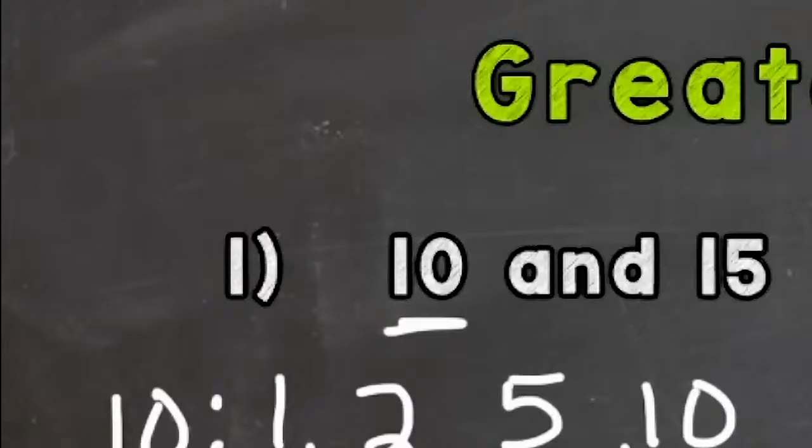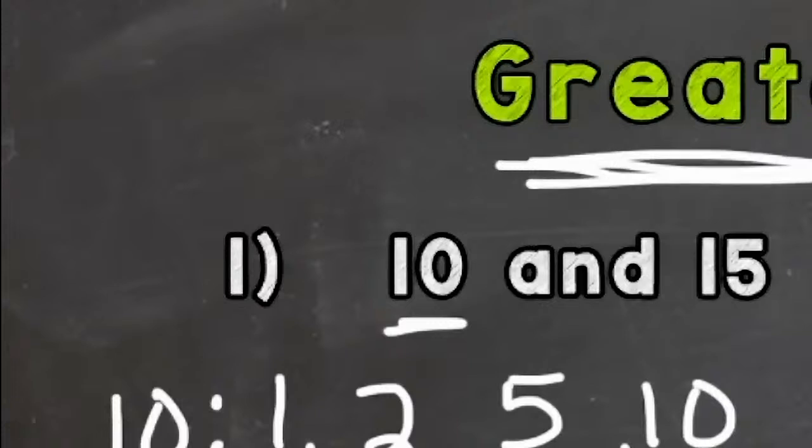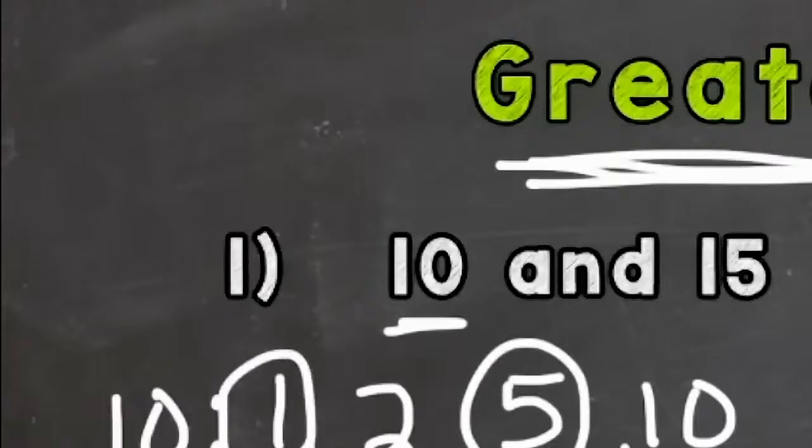So now we need to find the greatest common factor. So the greatest one that they have in common. So I see that they have 1 in common, and they also have 5 in common. So what's the greatest? Well, 5. So we can put GCF, greatest common factor, equals 5. All right, let's try number 2 here.